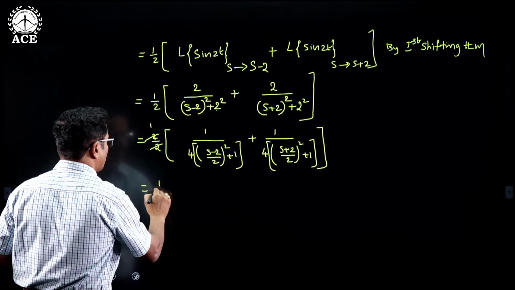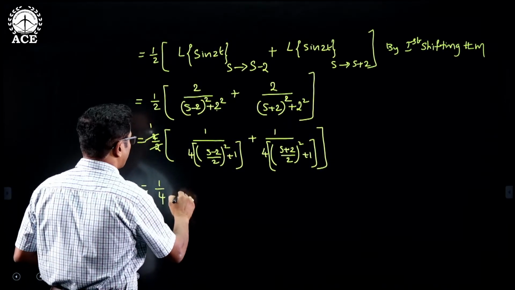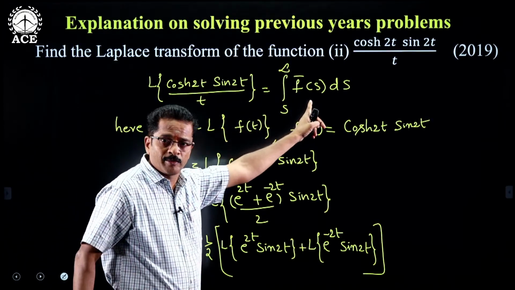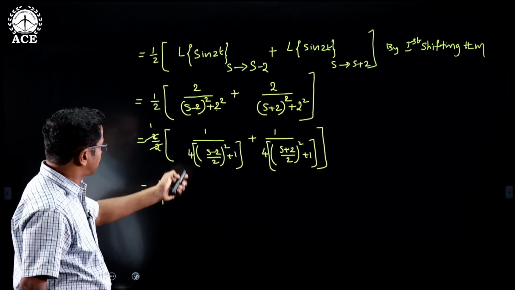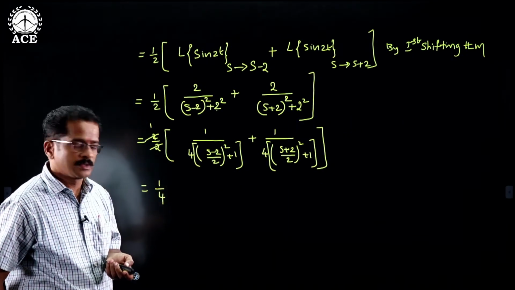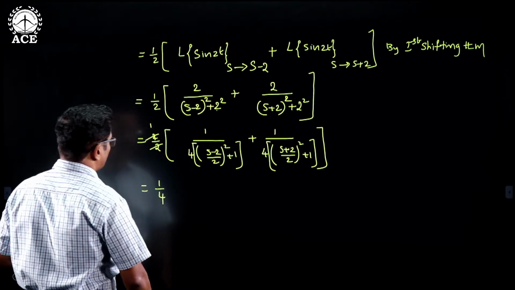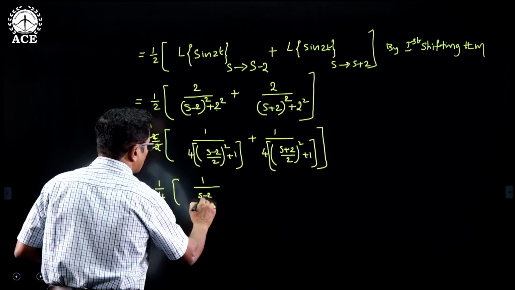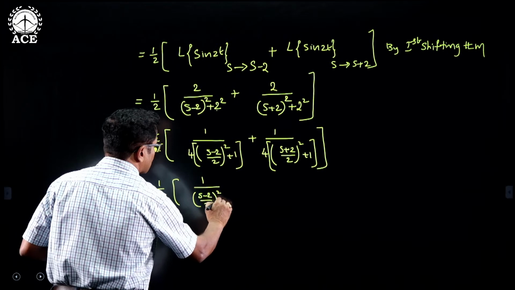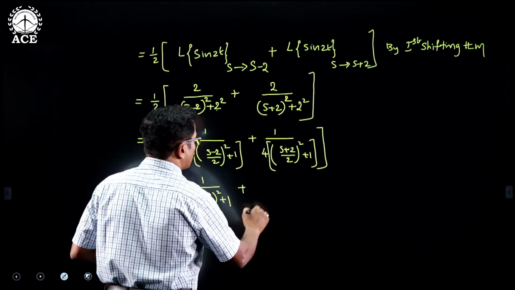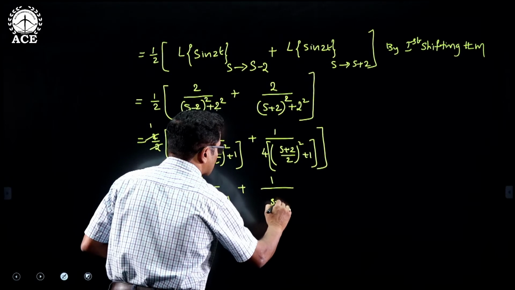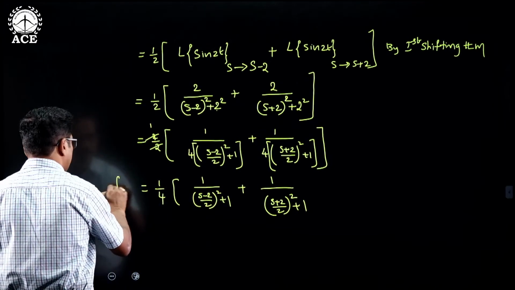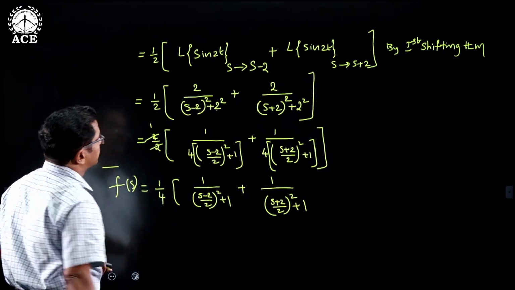So which is equal to 1 by 4, you can take it out. Why am I writing like this? Because here you have to perform integration. If I write like this, it will be helpful for evaluating the integration in further steps. So which is equal to 1 by 4 into 1 by s minus 2 by 2 whole square plus 1, plus 1 by s plus 2 by 2 whole square plus 1. This is f bar of s.